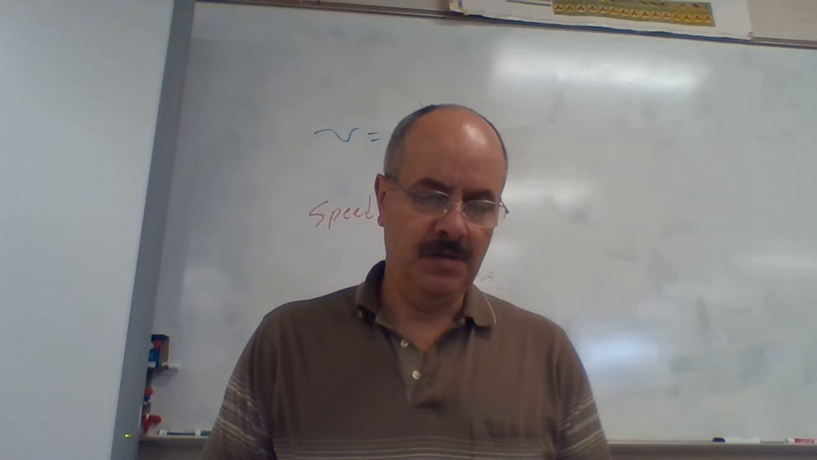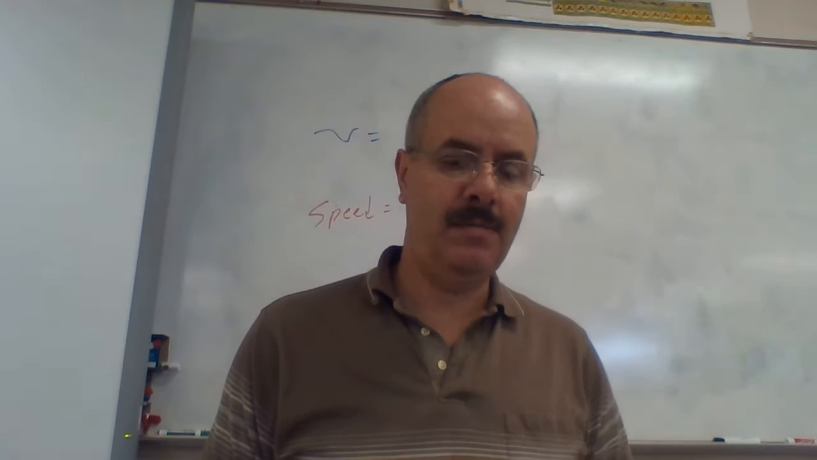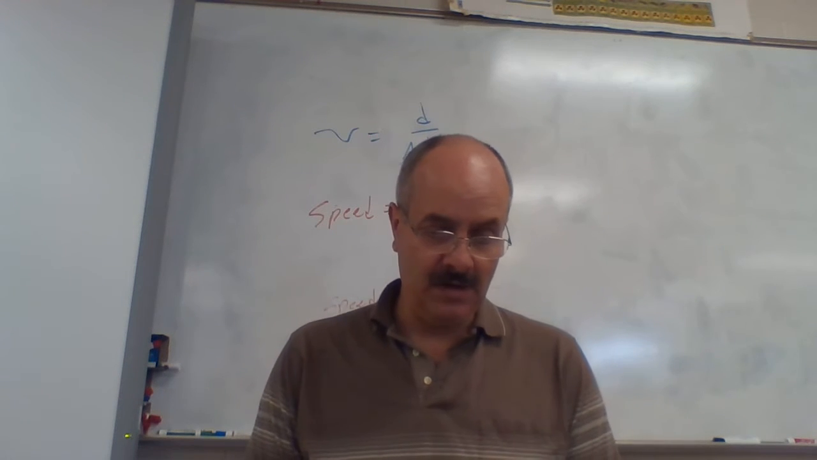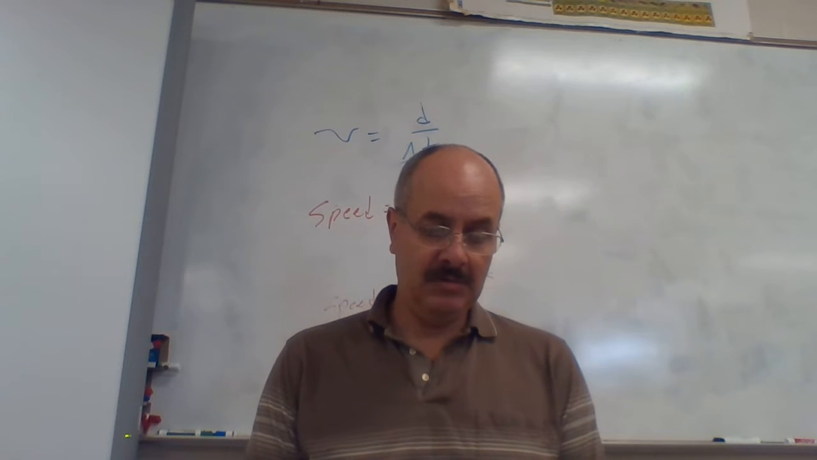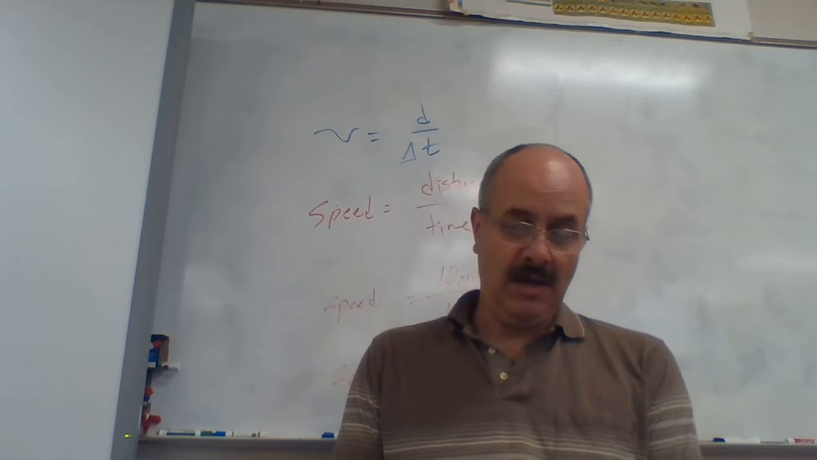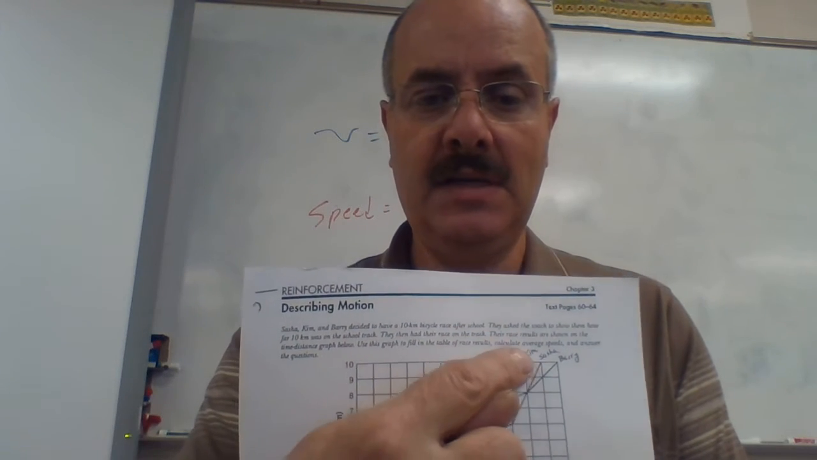Okay, let's go over the right answers to that worksheet on speed. It looked like this, where you had a graph at the top and some questions with a box at the bottom. The first thing we're supposed to do is fill out that chart, and we have to look at total distance for Kim, Sasha, and Barry. Now, looking at that graph, how far did Kim travel?